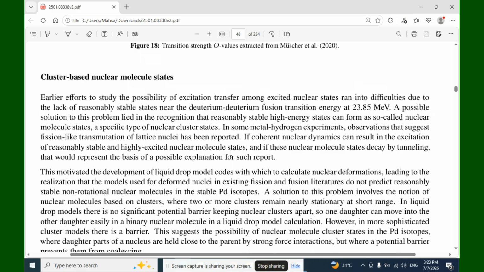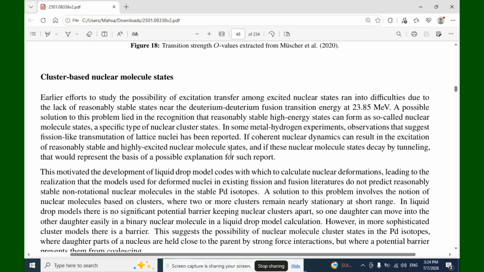Cluster-based nuclear molecular states. Earlier efforts to study the possibility of excitation transfer among excited nuclear states ran into difficulties due to the lack of reasonably stable states near the deuterium-deuterium fusion transition energy at 23.85 megaelectron volts. A possible solution to this problem lies in the recognition that reasonably stable high-energy states can form as so-called nuclear molecule states, a specific type of nuclear cluster states. In some metal hydrogen experiments, observations that suggest fission-like transmutations of lattice nuclei have been reported.